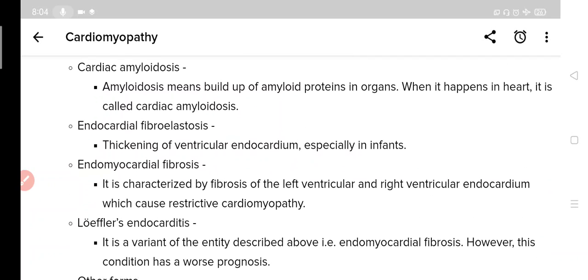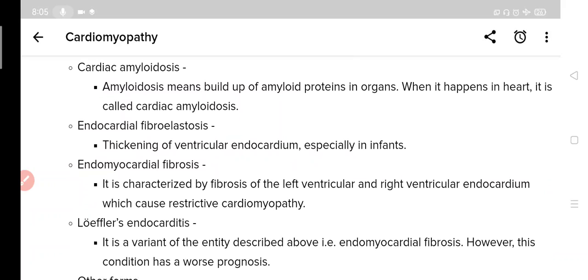Amyloidosis means build-up of amyloid protein in organs. Amyloid is a type of protein which, if concentrated and built up in organs, is called amyloidosis. And when this amyloidosis happens in the heart, it is called cardiac amyloidosis. So is it clear? Amyloid is a protein, and it is built up in various organs, and when it is built up in the heart, it is called cardiac amyloidosis.